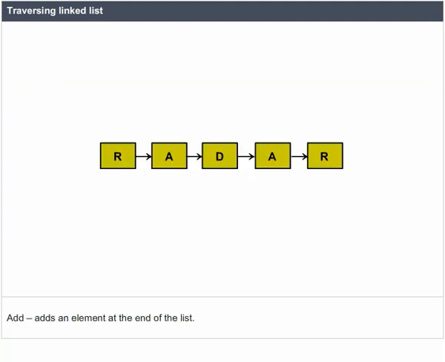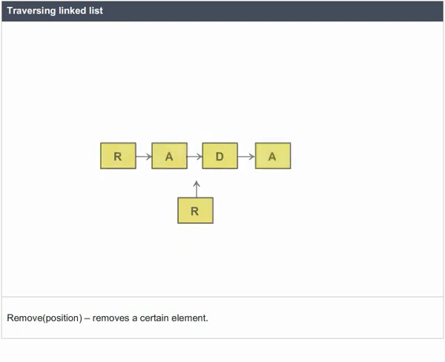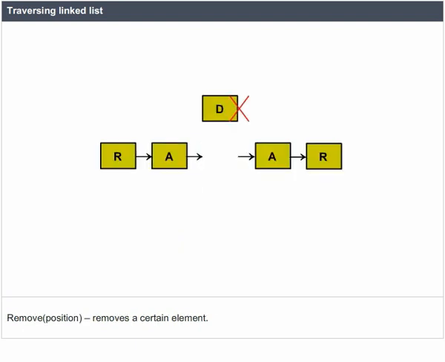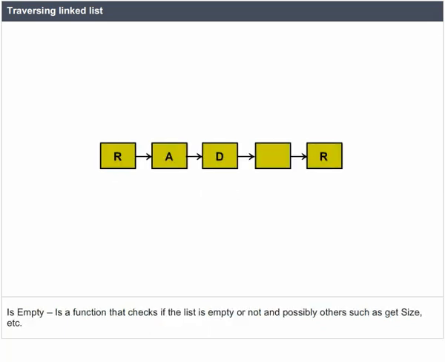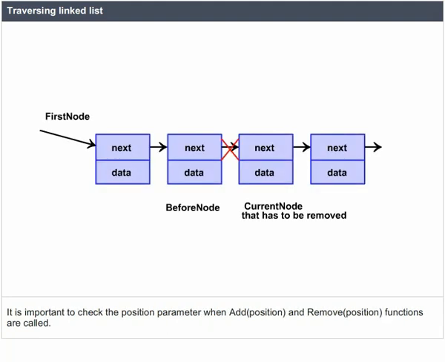Add adds an element at the end of the list. Add position adds an element at a certain position. Remove position removes a certain element. Traverse traverses the list and possibly displays its content on the screen. Is empty is a function that checks if the list is empty or not, and possibly others such as get size, etc. It is important to check the position parameter when add position and remove position functions are called.